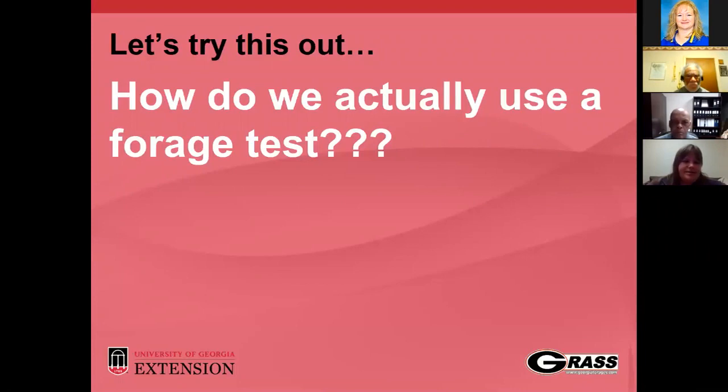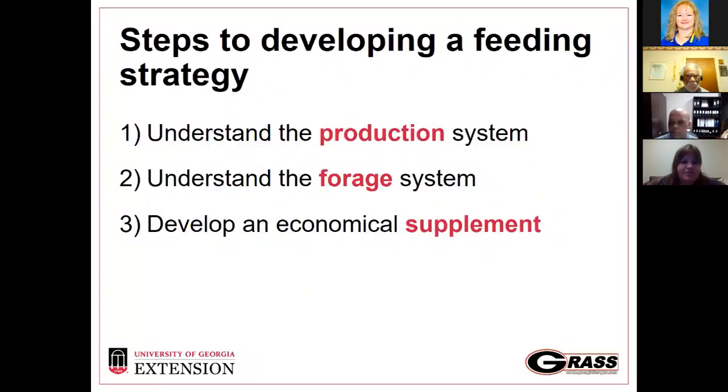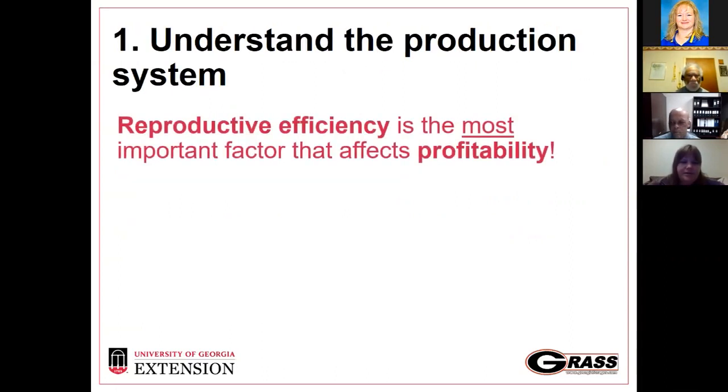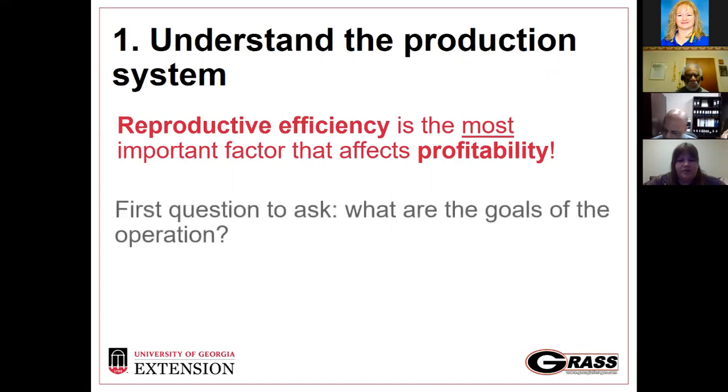So let's take it a step further and look at how we actually are using a forage test. So when we start thinking about how we're going to feed our beef cows or any livestock for that matter, we want to first get an understanding for what the production system looks like, understand what the forage system looks like, and then look at developing an economic supplementation plan if needed. So when we look at the production system, reproductive efficiency is the most important factor that affects profitability.